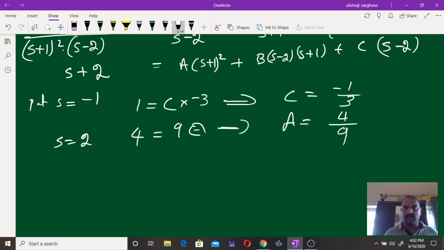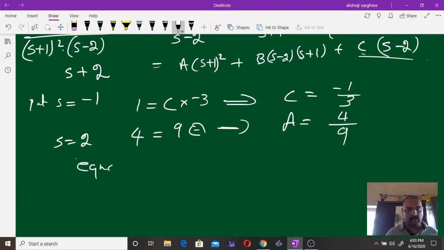Then to find the value of B, there are many methods, but the simplest one: the LHS and RHS are the same polynomial, so we can equate the coefficient of, say, s square. So here we don't have any s square on the left.